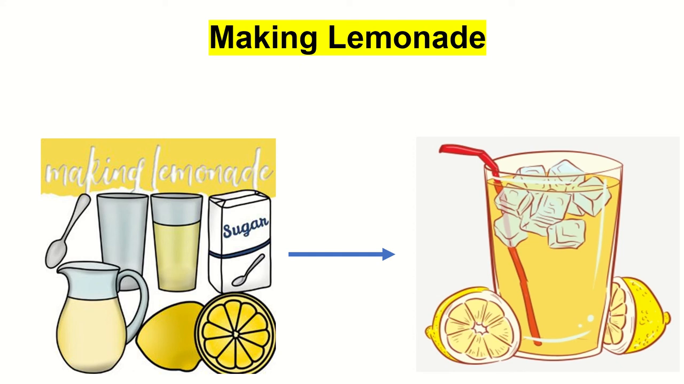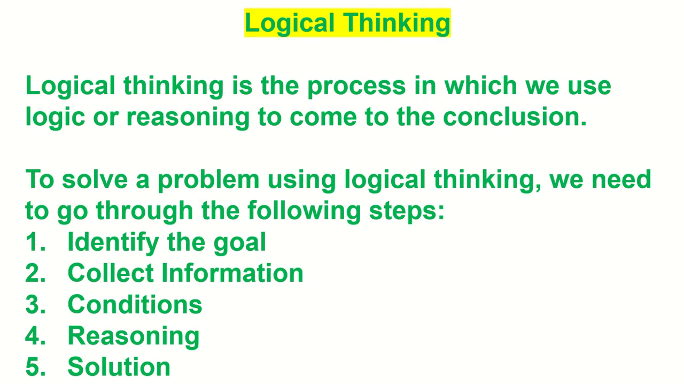But when we apply logic to solve a problem, for example if we want to make a glass of lemonade, then how much water and how much sugar is required to make a glass, that is known as logical thinking. That means logical thinking is the process in which we use logic or reasoning to come to a conclusion.